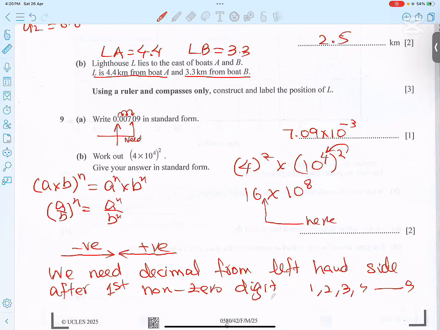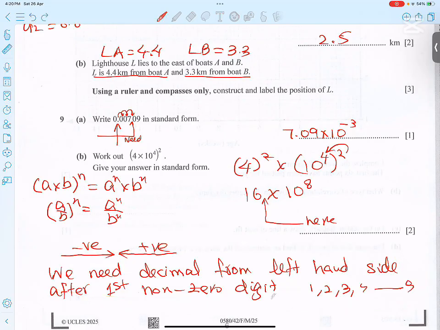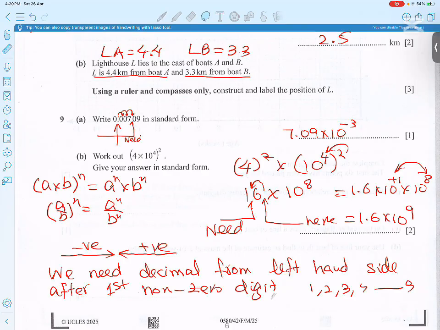Where you need from left hand side after first non-zero digit. So it means we need here. How many jumps? So 1 jump left side. Jump left side means I have to take it positive power. So when I take 1 jump, 1.6 in 10 to power plus 1, and 10 to power 8 already available. In this option, power will add and we get 1.6 in 10 to power 9. And this is my final answer.